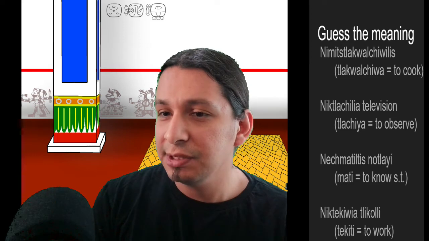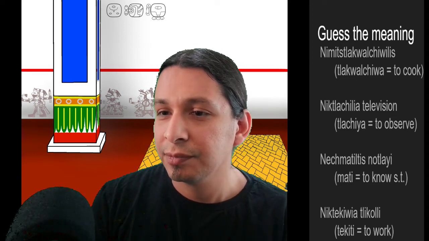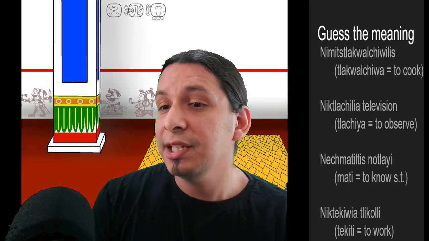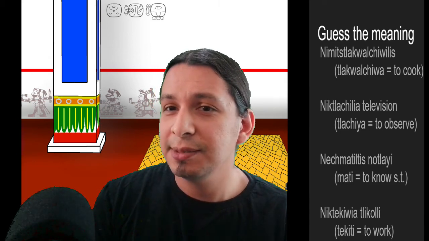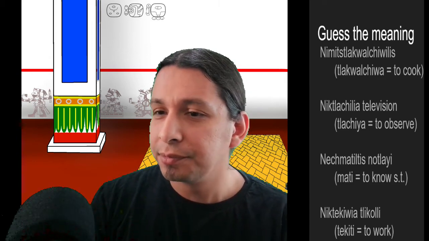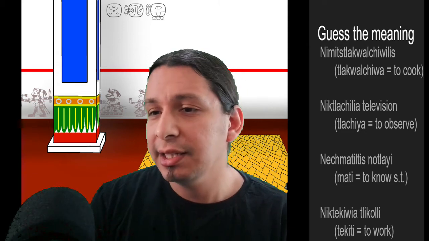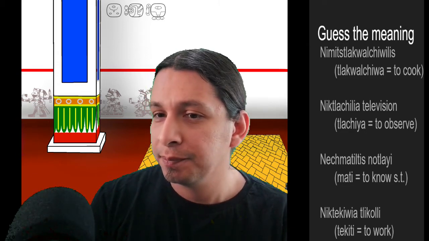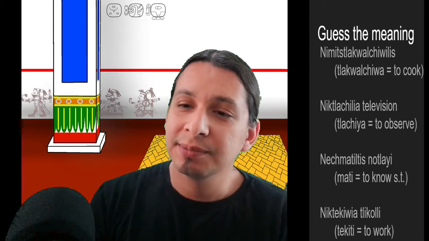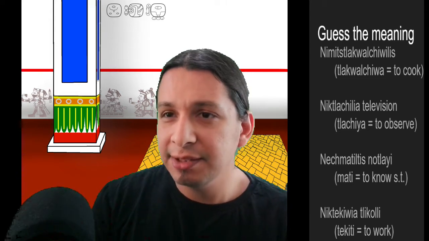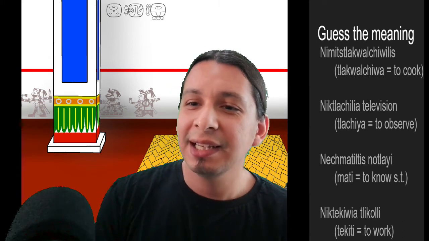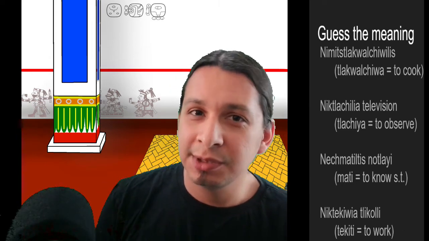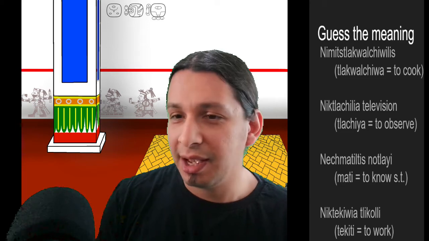Nitlachia, I observe. Niktlachilia televisión. Tlenkitosneki? What does it mean? Niktlachilia televisión. It means I'm watching TV. You could say Nikita televisión, but that means I see the television. Yeah, okay, great, you see it. But if you're actually watching it and you're observing and paying attention, it's tlachilia. So there's a difference there.